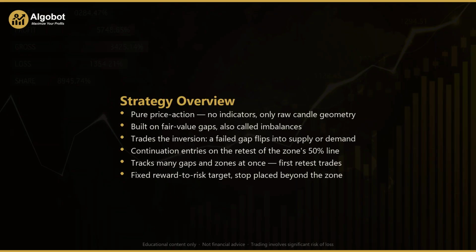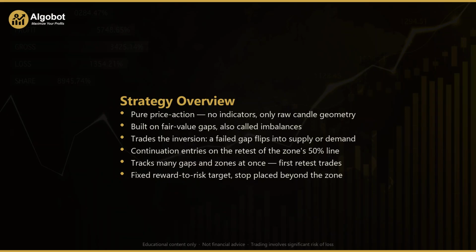Let's dive in. Imbalance Inversion Retest is a momentum continuation strategy built entirely on candle geometry. There are no moving averages, no oscillators, and no lagging indicators. Every level it uses, the gap, the break, the stop, and the target, is measured directly from the highs and lows of recent candles. The single calculation it performs is a plain average candle range, which it uses only to scale its thresholds to current market volatility.